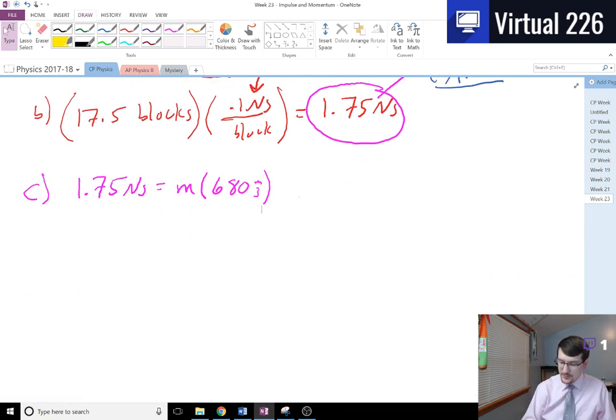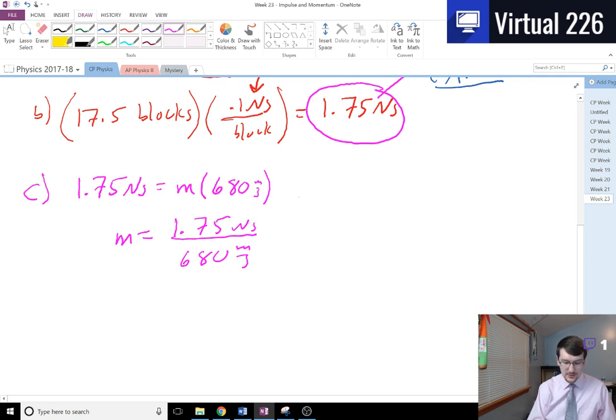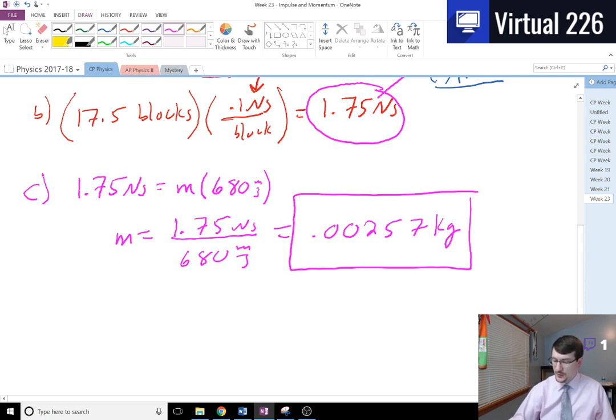And to find the mass of the bullet, we just have to say that m is equal to 1.75 Newton seconds divided by 680 meters per second. I get something along the lines of a mass of 0.00257, round that how you will, kilograms.